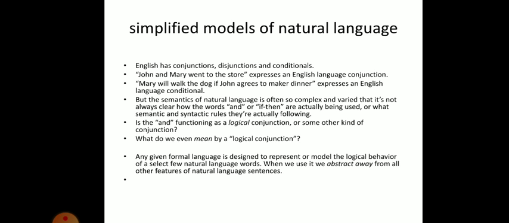"John and Mary went to the store" expresses an English language conjunction. "Mary will walk the dog if John agrees to make her dinner" expresses an English language conditional. But the semantics of natural language is often so complex and varied that it is not always clear how the words "and" or "if-then" are actually being used or what semantic or syntactic rules they are actually following.